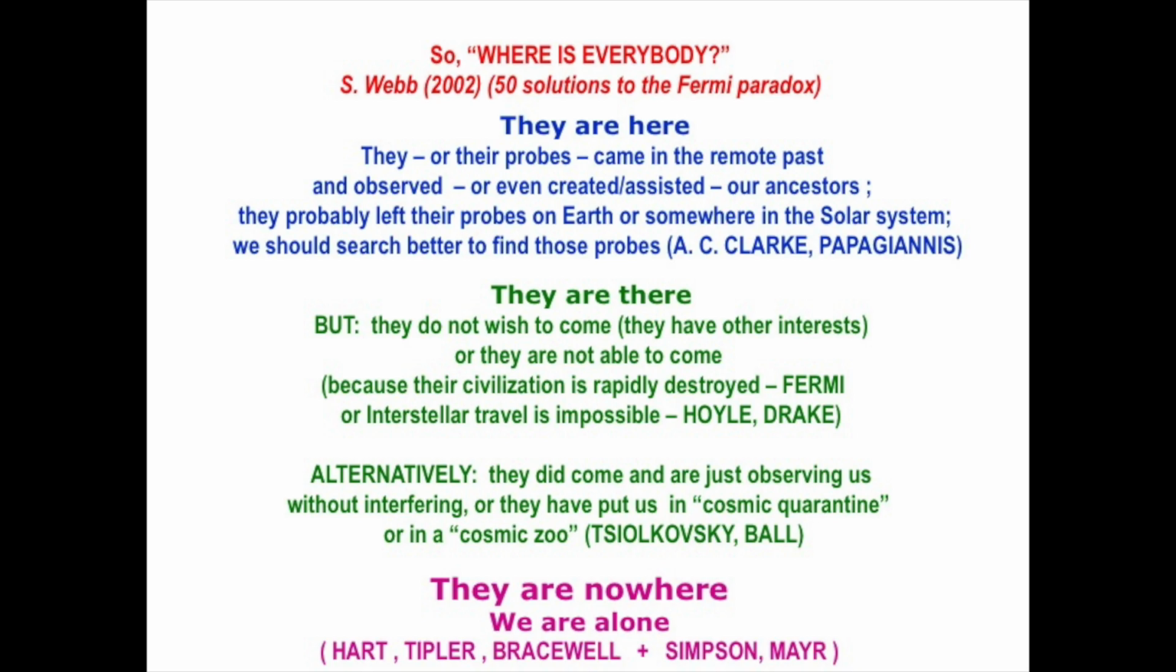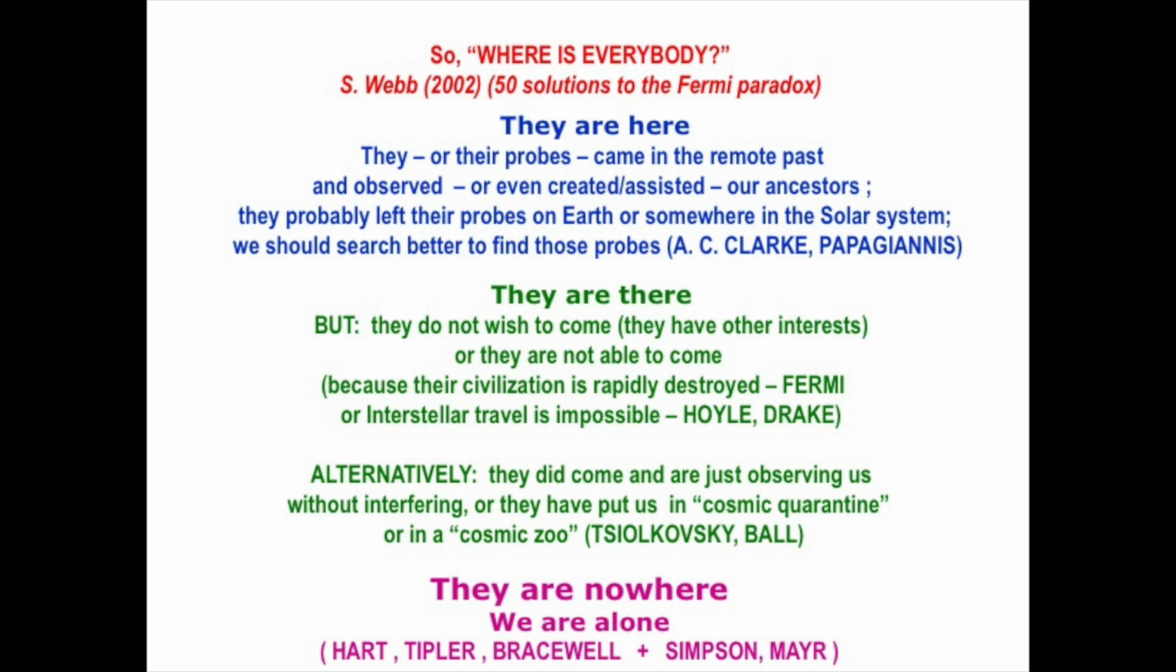This assumption is wrong. Okay, so there are many other solutions to the Fermi paradox. There was a book by Stephen Webb in 2002, 50 Solutions to the Fermi Paradox. In 2013, he made a new edition, 100 Solutions to the Fermi Paradox. There are a lot of people proposing solutions to explain why we are here. So there are basically three big classes of solutions.